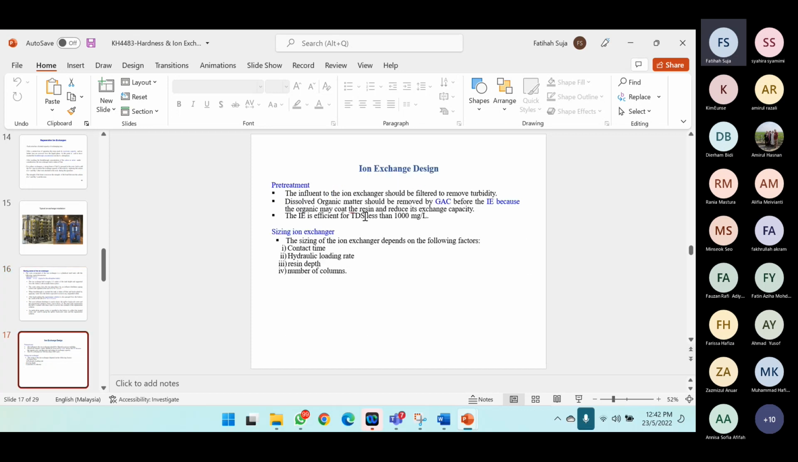So the pre-treatment, this is important for you to notice. If you want to use ion exchange, please bear in mind that the influent to the ion exchanger should be filtered to remove turbidity. Meaning that when you arrange your system, make sure that turbidity is removed before you direct your effluent to the ion exchange system.